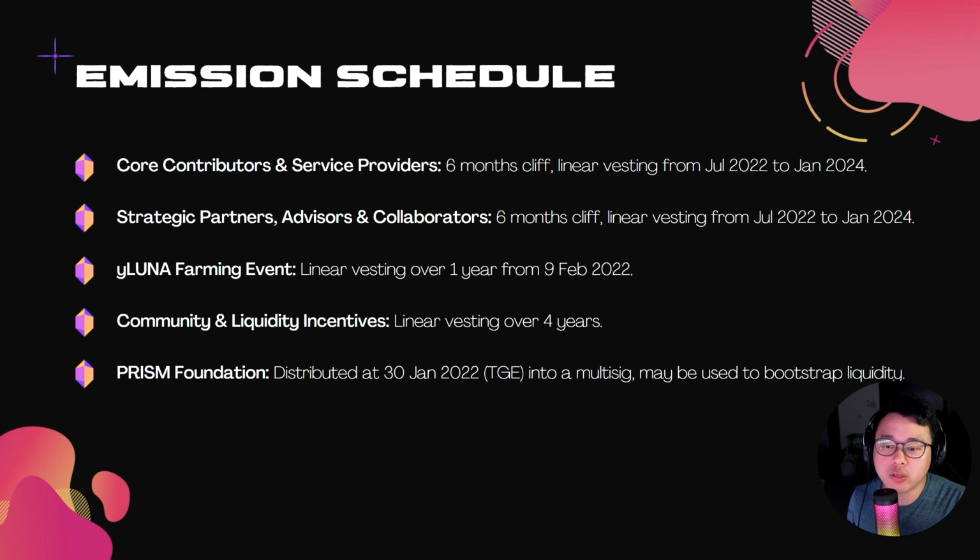And of course, it's very important to take note of the 6 months cliff for the core contributors as well as the strategic partners. So that's a 6 months cliff, and the TGE is going to be on 30th Jan. So the 6 months cliff after this will be at the end of June. So that's something that you want to take note of in case you're looking to buy any type of unlock, which could cause the price to dip, and that could be a good buying opportunity.